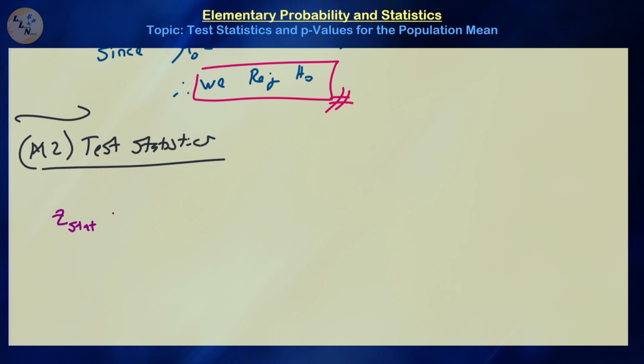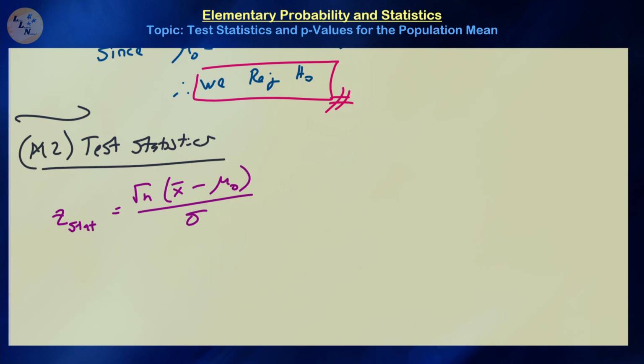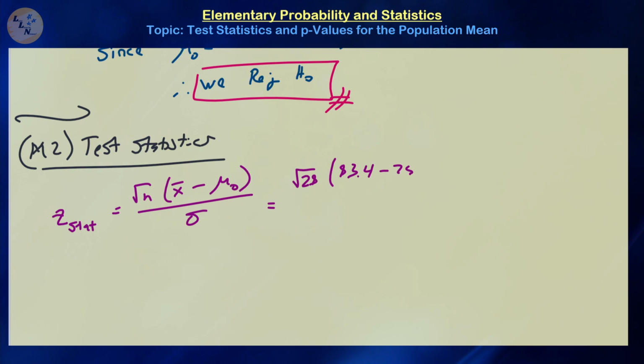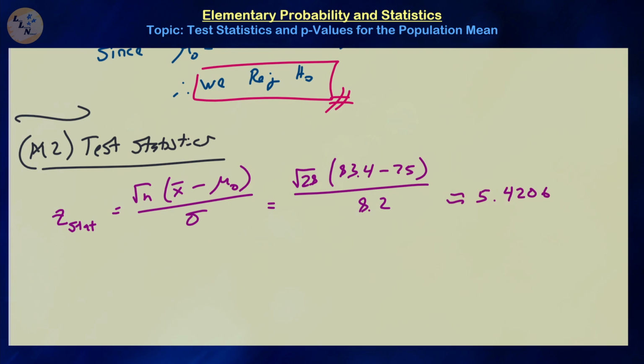So our z test statistic is going to be equal to the square root of n times our point estimate minus the claimed value of the mean, divided by sigma, which we do know. That's going to come out to the square root of 28 times 83.4 minus 75, all divided by 8.2. Once you actually work out those calculations, that's going to come out to 5.4206. So that is our test statistic.